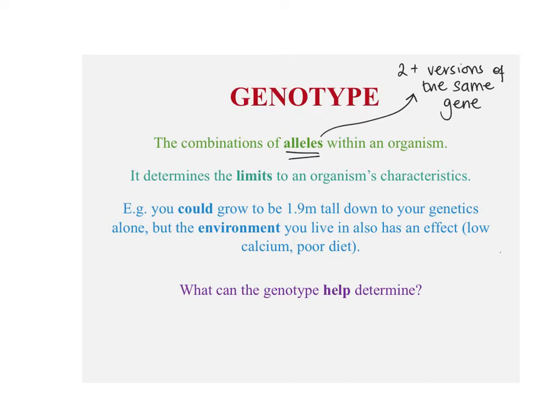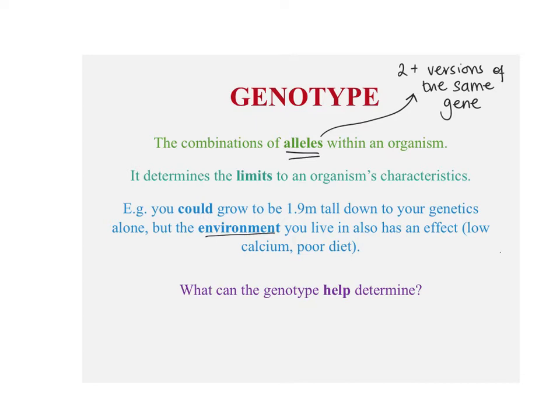Maybe you've got gigantism. I think that's a thing. Rocking on in your family line. But if your environment means that you don't have the necessary nutrients and things like that to help you grow, you're not going to get there. So the genotypes are specifically there to determine the upper limits or the lower limits of an organism's characteristics.